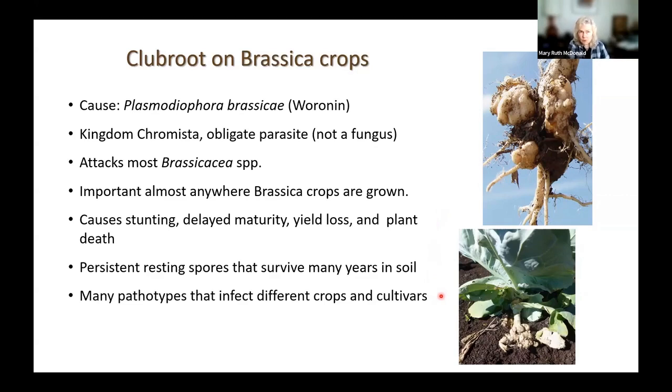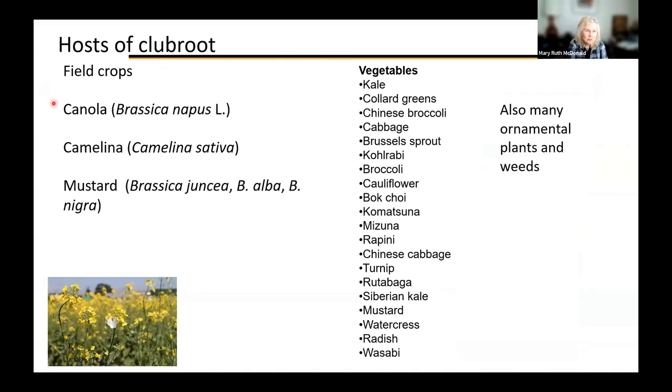That's not as important for vegetable growers as it is for canola growers, but it is something to be aware of, especially if anyone's growing a resistant variety. It does attack a number of field crops, especially canola. But here's a list of vegetable crops in the Brassica family that are hosts of clubroot. And then there are ornamentals like alyssum and lots of the brassica weeds like pennycress and shepherd's purse.